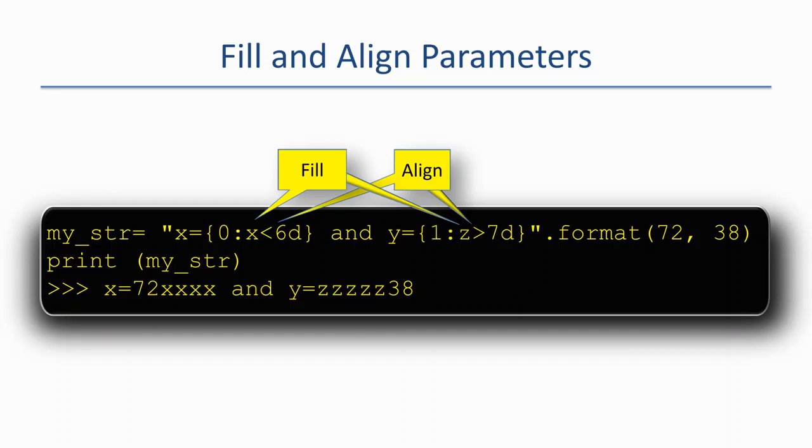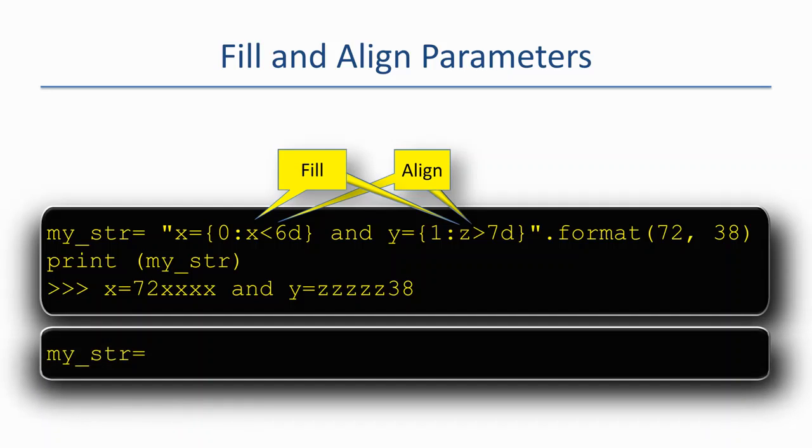So let's see what happens in this example. If I execute these lines of code in Python, what I get is x is equal to 72xxxx, and y is equal to zzzzz38. Now let's see how this happened.